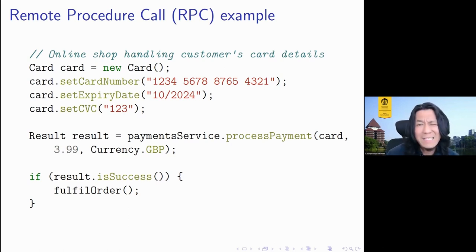So let's see here, in a simple program, how the financial transaction is done. Set card number, expiry date, CVC, that's the credit card information, right? And then see here, payment service, process payment. There's this method, process payment. I believe it makes sense that process payment is not done on the online shop side. It is done on the payment service or banking service side. So basically, the online shop calls process payment, which does not exist on its own server, but exists on the other node.